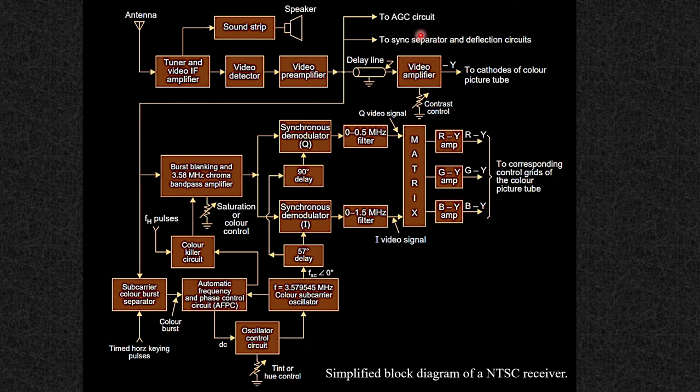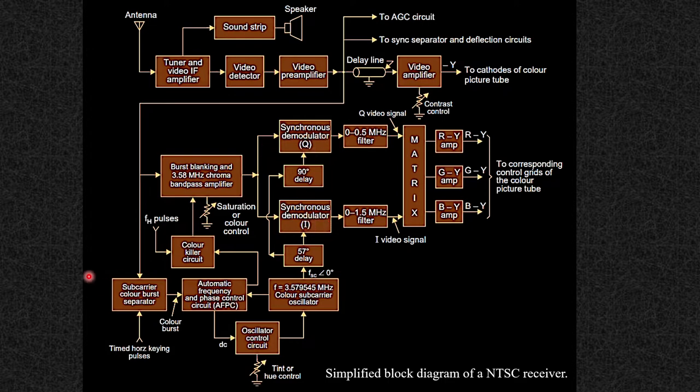Then you are separating out the automatic gain circuit outputs and you are giving them to the sync separator and deflection circuit, which will separate out the syncs, and that will be given to the deflection circuits. Next, here you are just taking out the burst signal. If burst is present, your signal is color. If it is absent, the color killer circuit gets activated and you are not generating any color for that particular signal. Then this signal will be given to the synchronous demodulator, synchronous demodulator for I and Q.